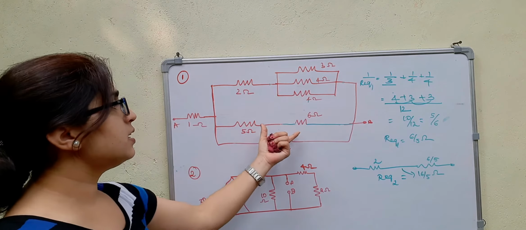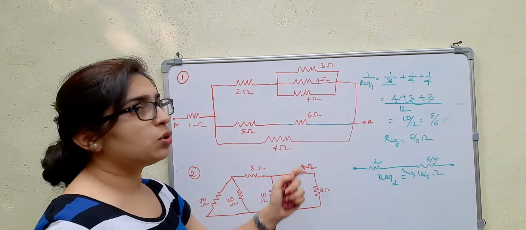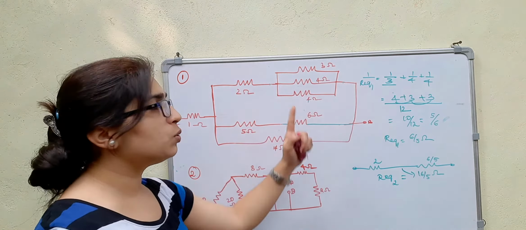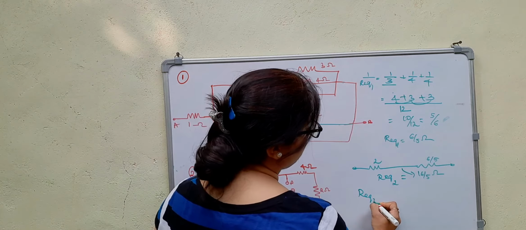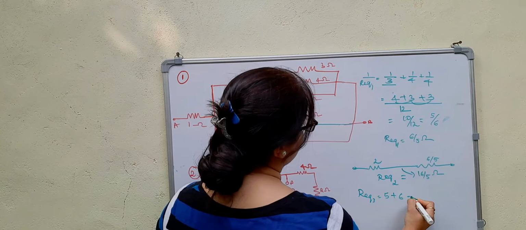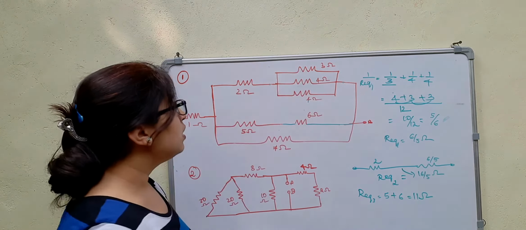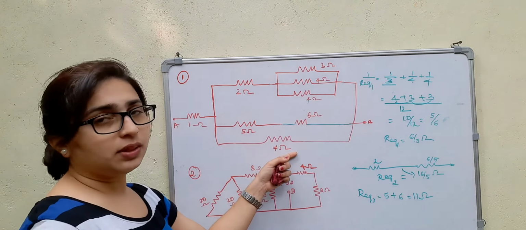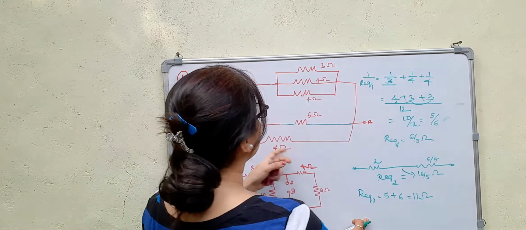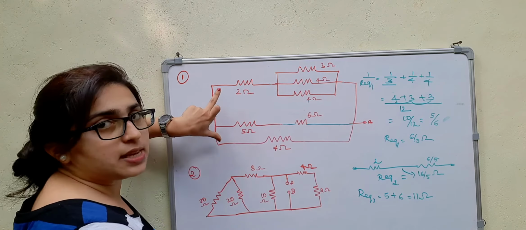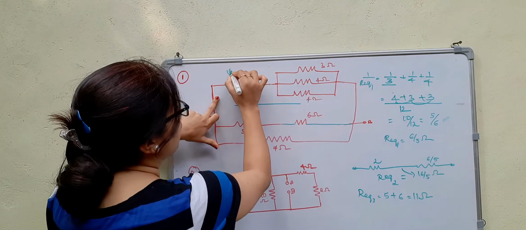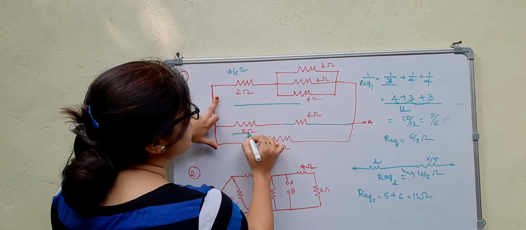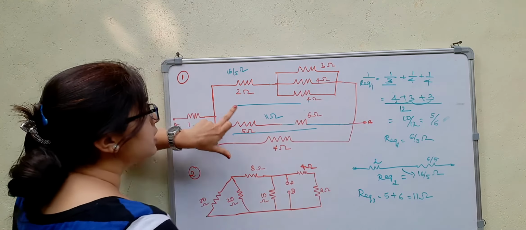Now I will consider this one. 5 ohm and 6 ohm are in series because here there is no division of current. So 5 plus 6, R equivalent 3, that is equal to 11 ohms. And now this is the last one, that is 7 ohms. Now this is the parallel combination, as I said. So we have 16 by 5, 11 ohms and 7 ohms.